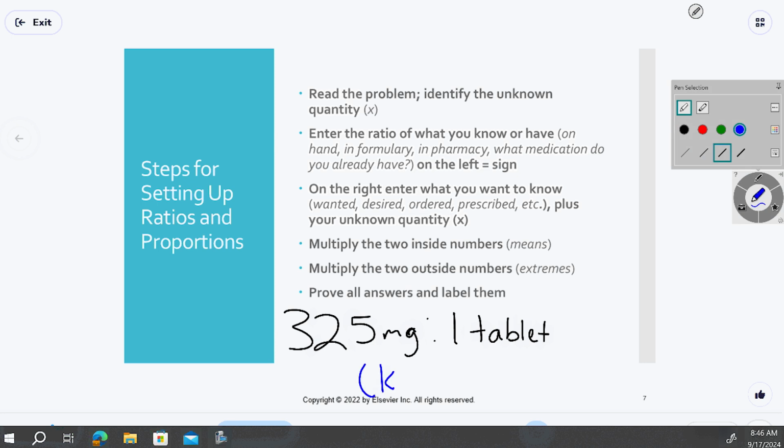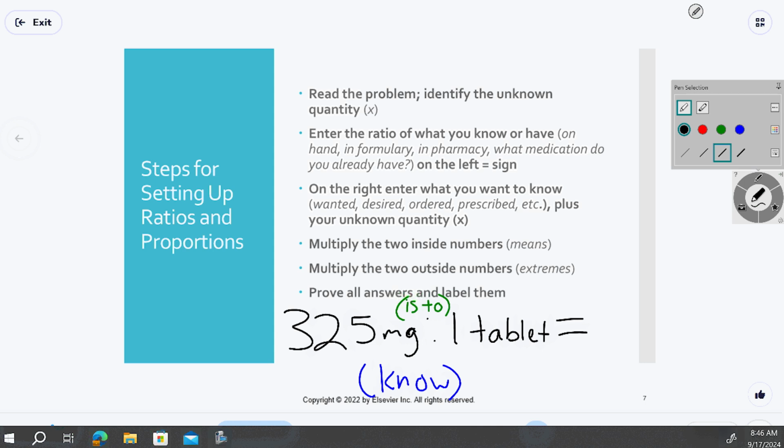So again, this side of the equation is what I know. This is the on hand, that sort of stuff. This is a ratio, like you said. This colon represents "is to". So 325 milligrams is to every one tablet. Every one tablet is worth 325 milligrams of medication. In this case, we're talking about Tylenol. So just to give an example.